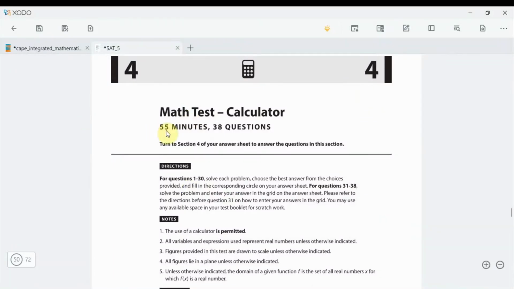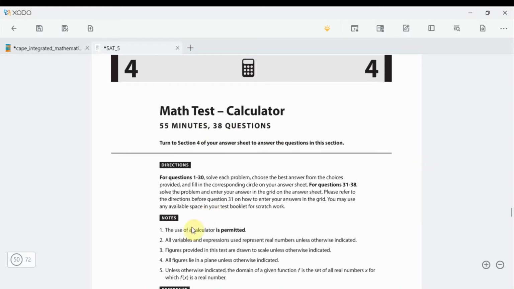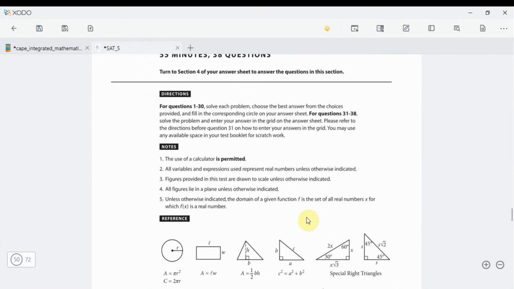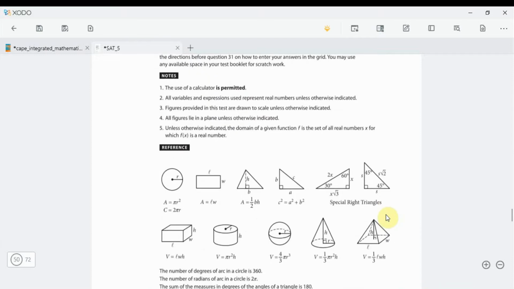This right here is section 4. Remember, section 4 is 38 questions and we have 55 minutes. The use of calculator is allowed. Guys, please remember you can use calculator for this part, and for some questions you need to use these formulas. If you're not remembering the formula for maybe Pythagoras theorem or volume of a right circular cylinder, you can always come back right around here. Volume also of a cuboid and stuff like that.